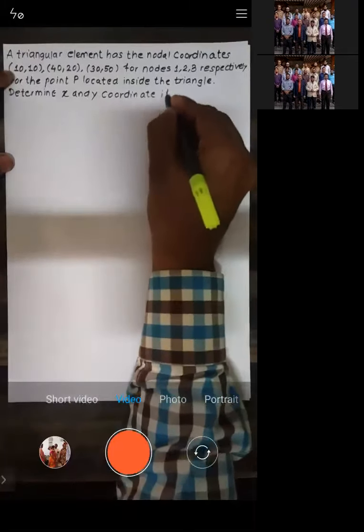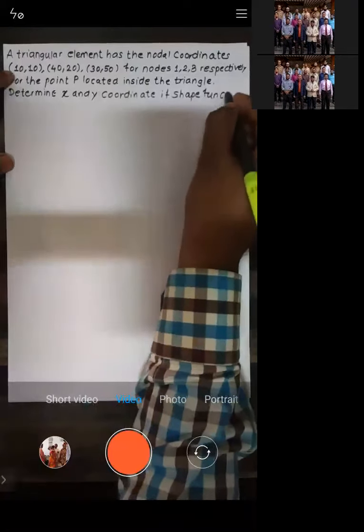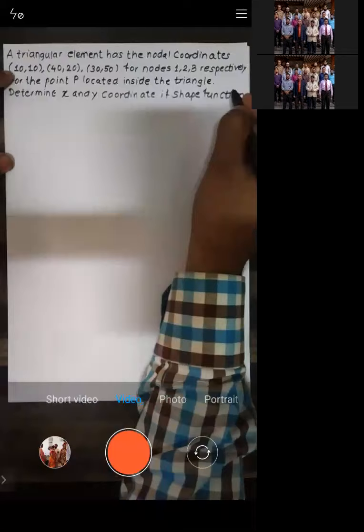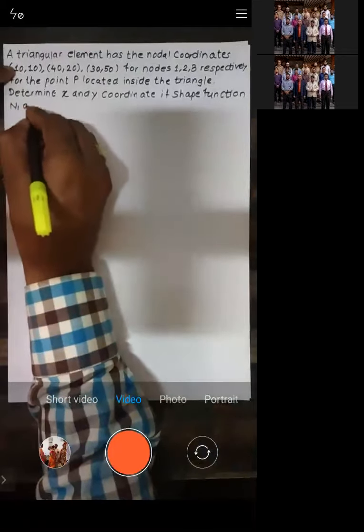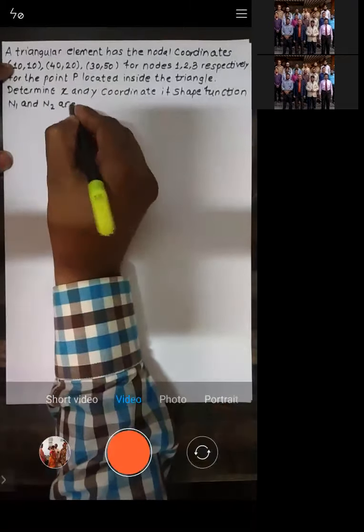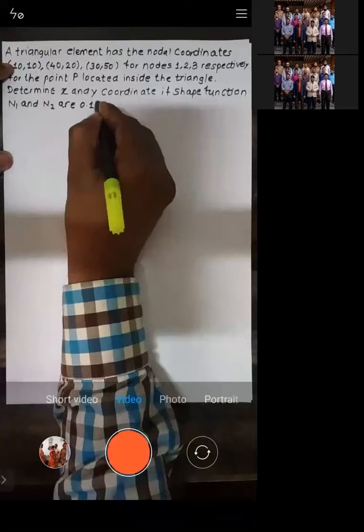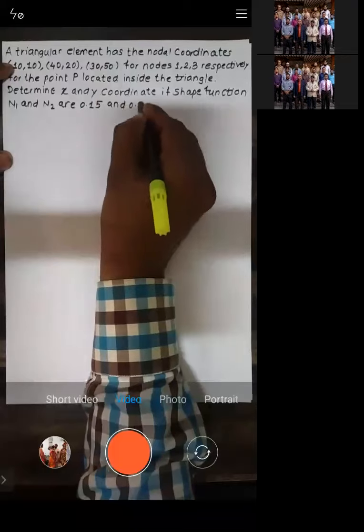if shape functions N1 and N2 are 0.15 and 0.25, right? Now just see this problem. All of you just see this problem. Now tell me how to solve this problem.